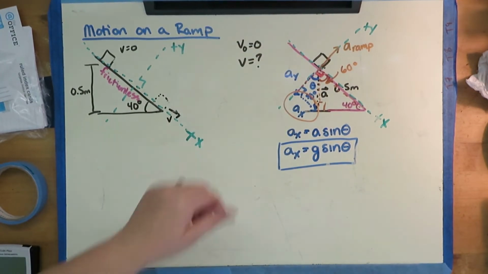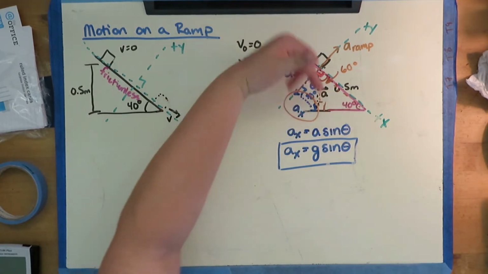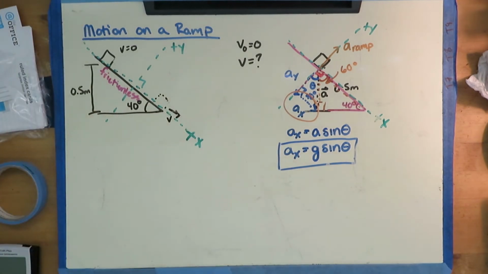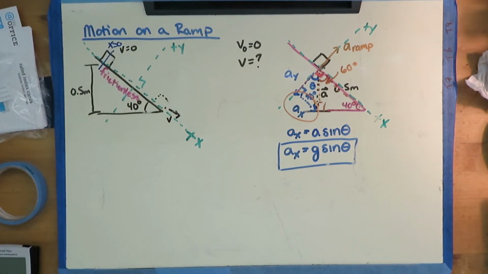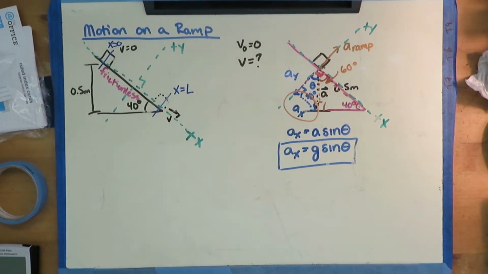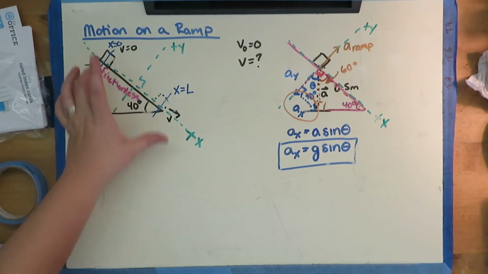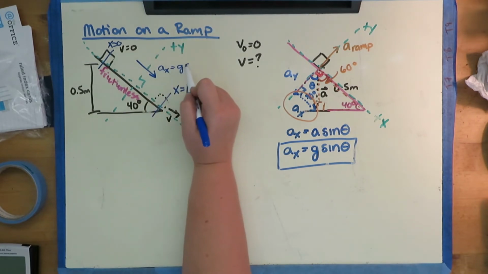So don't get wrapped up in that, but just realize that this parallel component to my ramp is the direction of motion of my box. And so that is the acceleration that is responsible for that motion in the x direction. So if I wanted to solve this problem, I can set this up in a pure x direction. I can define x equals 0 to be the starting point of the block, and x equal to L, for right now just call it the length of the ramp, to be the distance there. And the acceleration in the x direction is going to be this g sine theta.